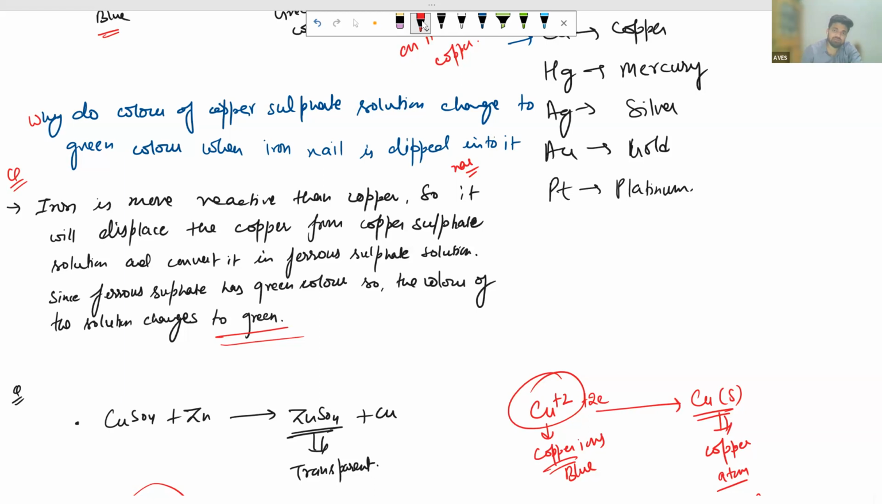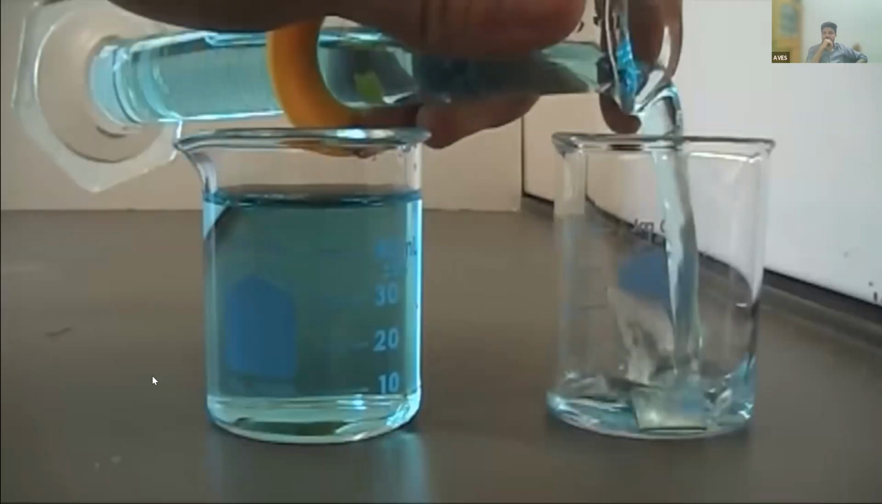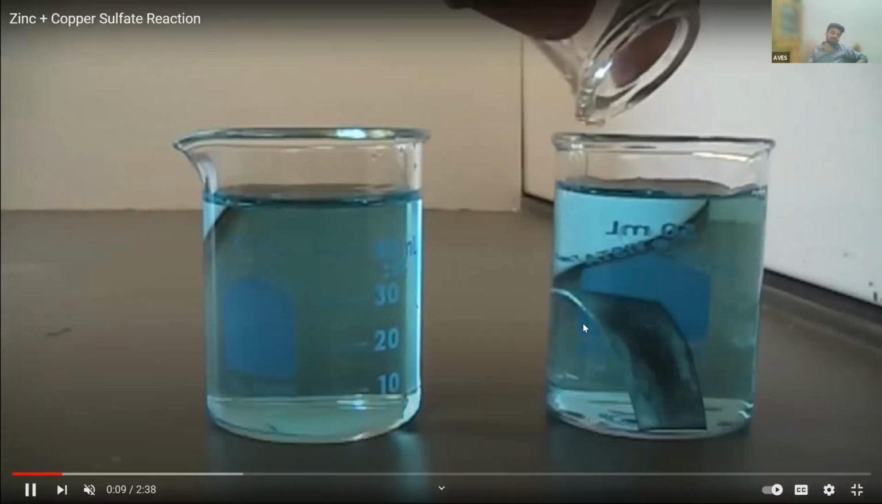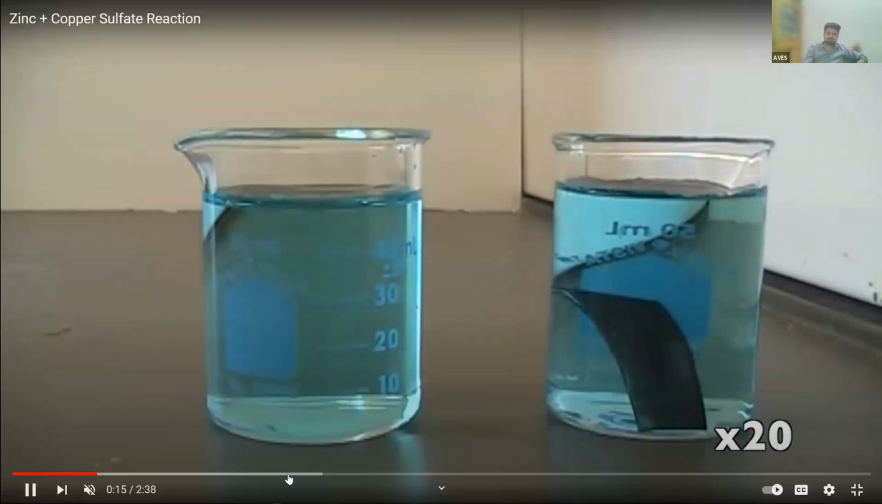Just wait a minute. Let me show you when zinc is reacting with copper sulfate. Then zinc will form. So you can check it here. This is the copper sulfate solution and it is the zinc strip that is being added here. This is fast-forwarding the reaction.